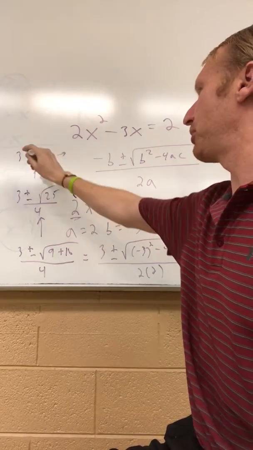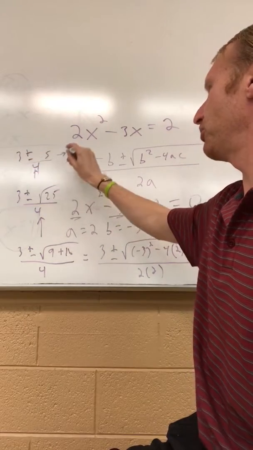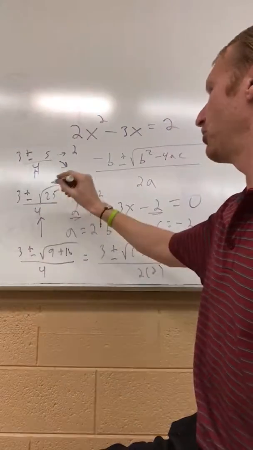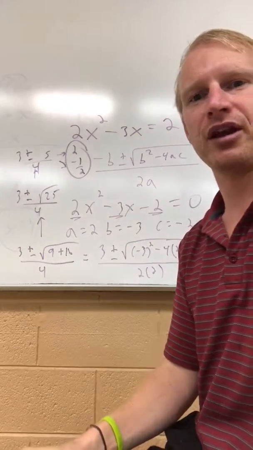One of the answers is going to be 3 plus 5 divided by 4. So 3 plus 5 is 8, over 4 is 2. The other answer is going to be 3 minus 5, which is negative 2, over 4, which is negative a half. So those are your two answers, 2 and negative a half.